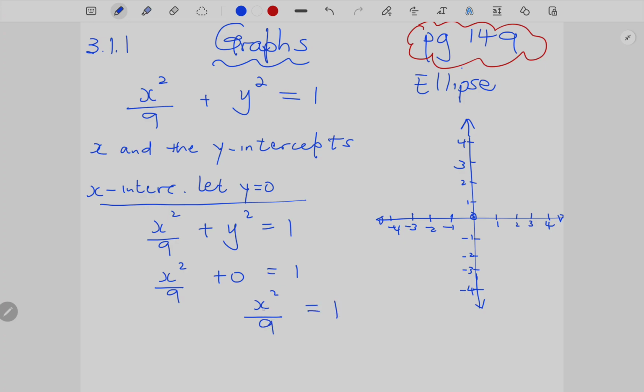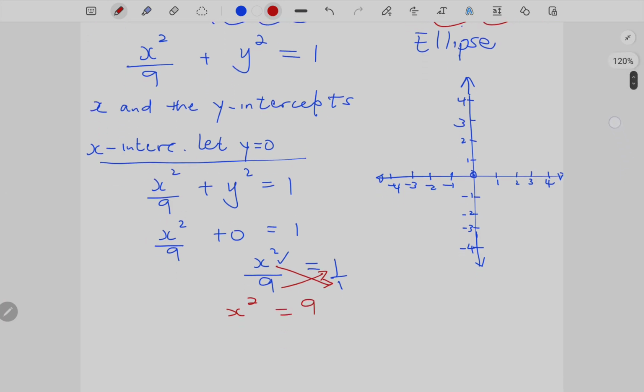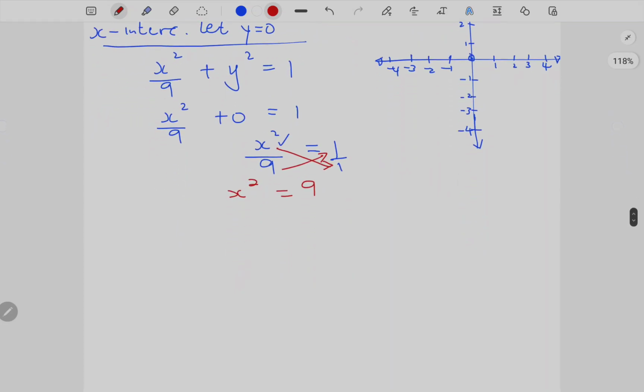Now let's make this one a fraction. After making a fraction versus another fraction, you cross multiply this by this and this by this. What is x squared times 1? You're going to get x squared. What is 9 times 1? The answer is 9. Okay, let's go down. So we've got x squared minus 9 is equal to 0.